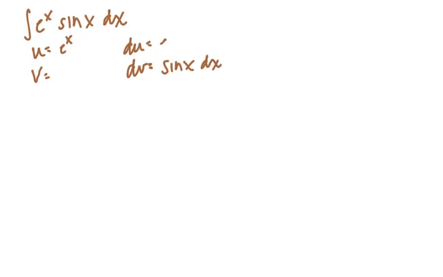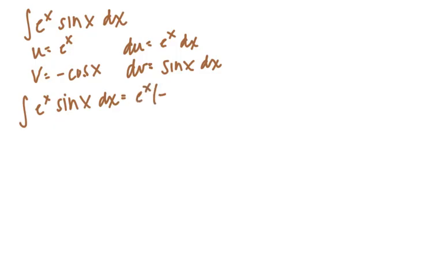So the derivative of e to the x is e to the x dx, and the integration of sine of x is negative cosine x. So we have the integration of e to the x sine x dx equals uv, so we have e to the x times negative cosine x, minus the integration of v, which is negative cosine x, times the e to the x dx. So two negatives make a plus. Let's make that go away.